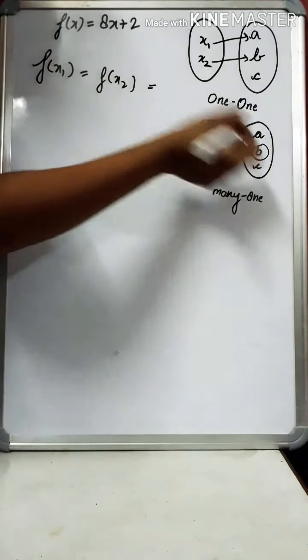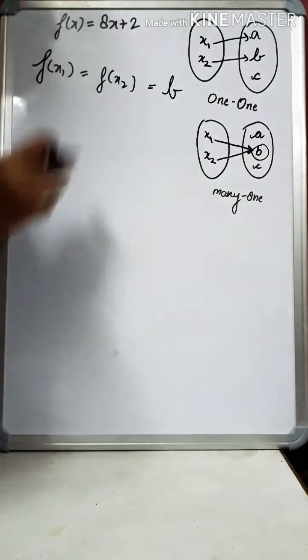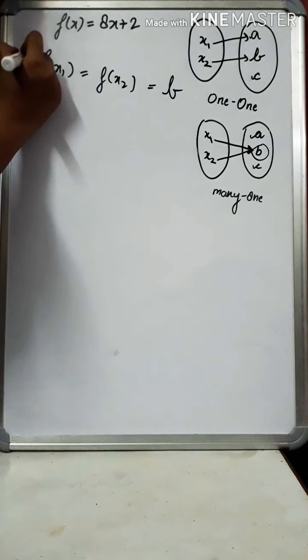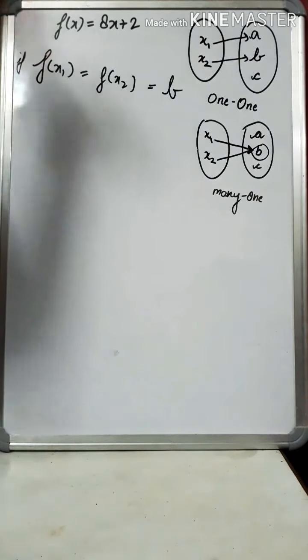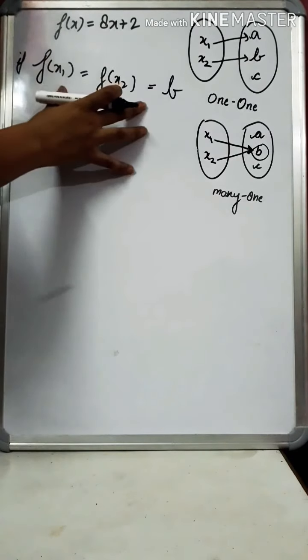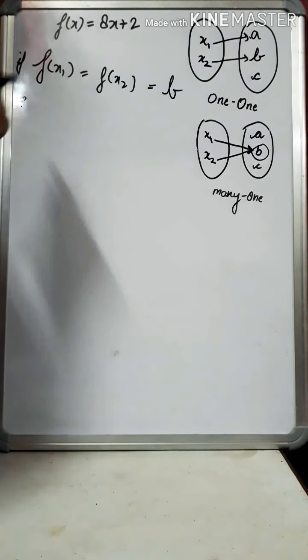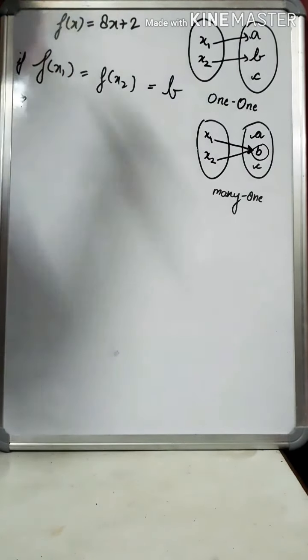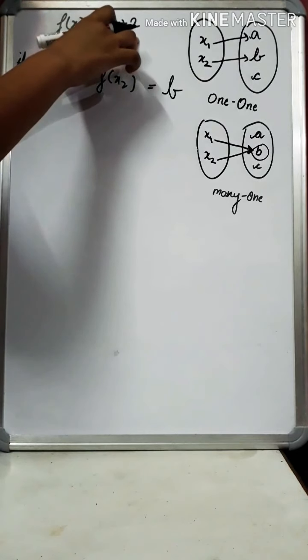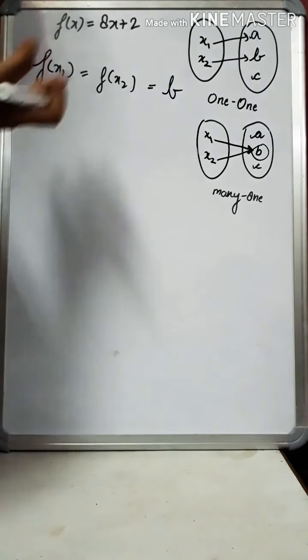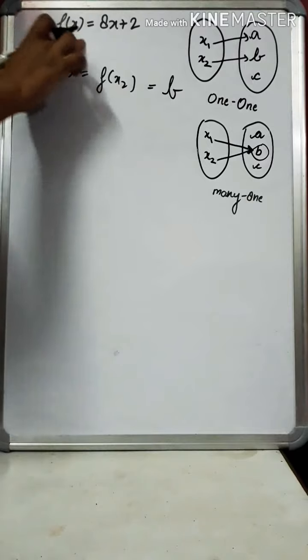Now suppose this is your b or any other function. Now we have assumed this, if this is equal to this. Now let us proceed by this statement. What are we going to get? See, we have taken a random example, 8x plus 2 for that matter. We can take any other example and try to prove, but I am taking this as an example.